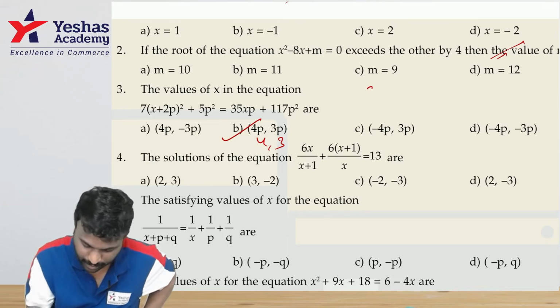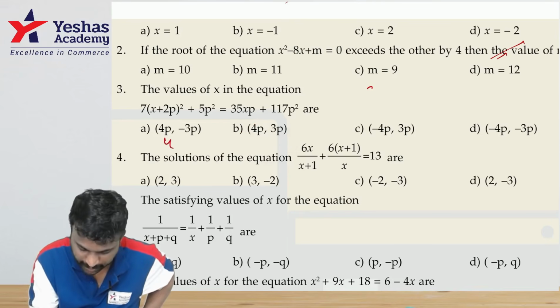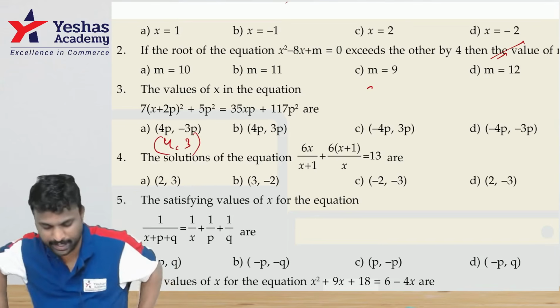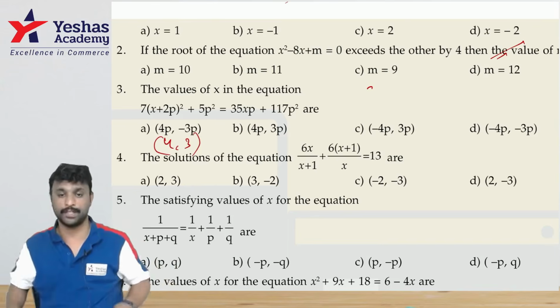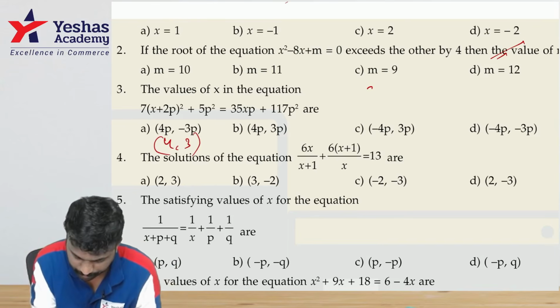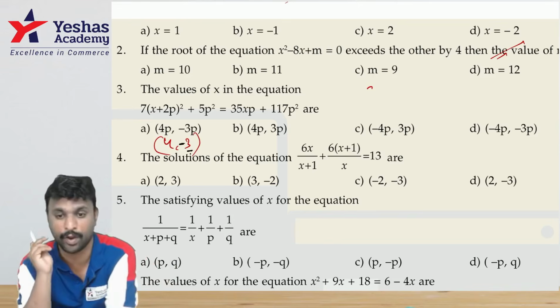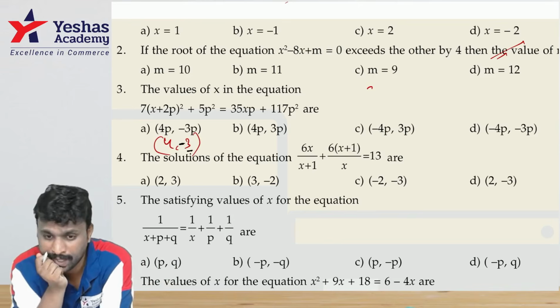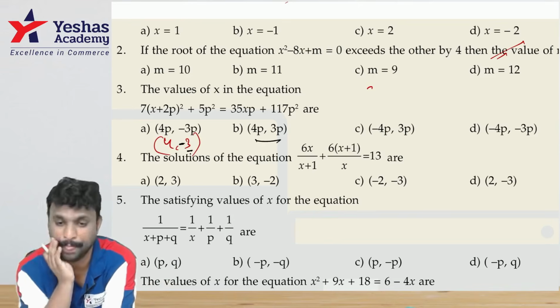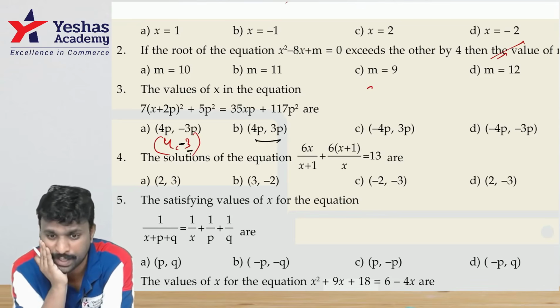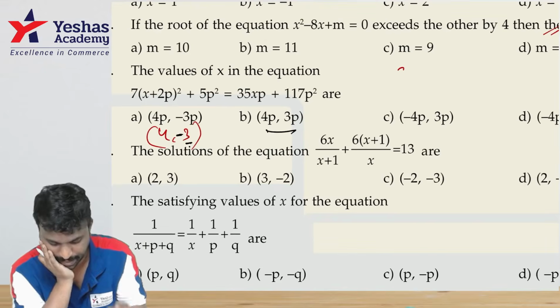Yeah, sorry. We plugged in 4, right? 4 got satisfied. We plugged in x value as 4. Now let us check minus 3 whether it gets satisfied or not. If minus 3 doesn't, definitely it would be option B. Yes, sir. 4 got satisfied. Now we are going to hit x value as minus 3.